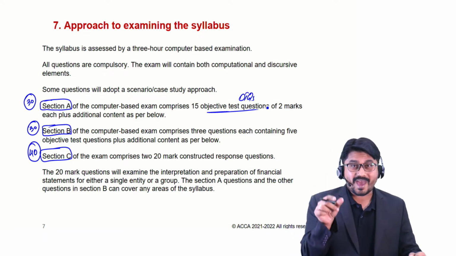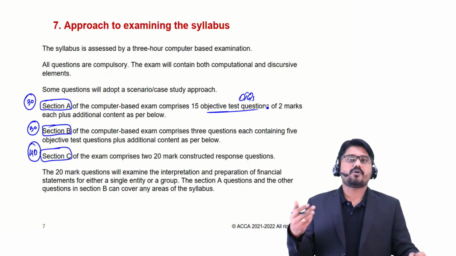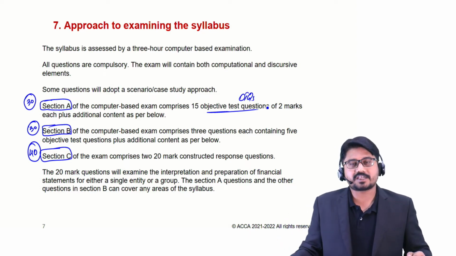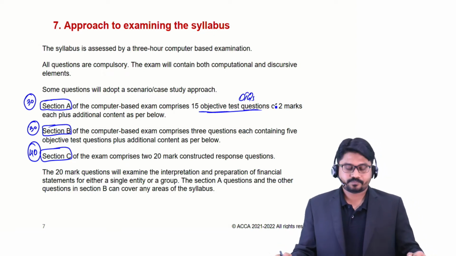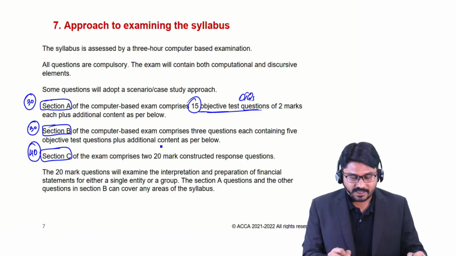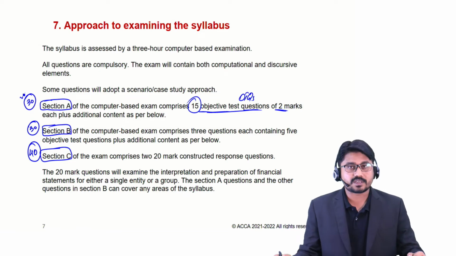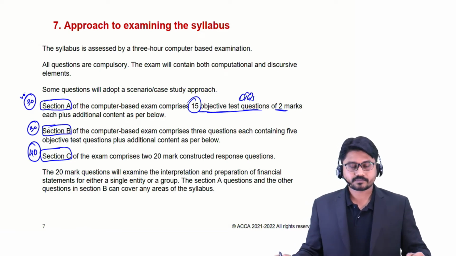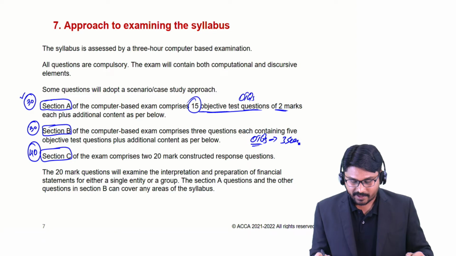There could be drop-down menus after this scenario. So there could be multiple types of questions which are asked in Section A. So that is why we mark it as OTQ, not MCQ. And there are 15 questions of 2 marks each. So that is why there are total 30 marks available in Section A. In Section B, again there are objective test questions, but 3 scenarios.